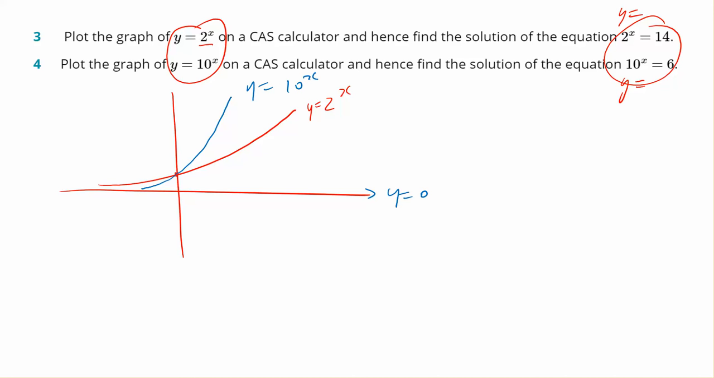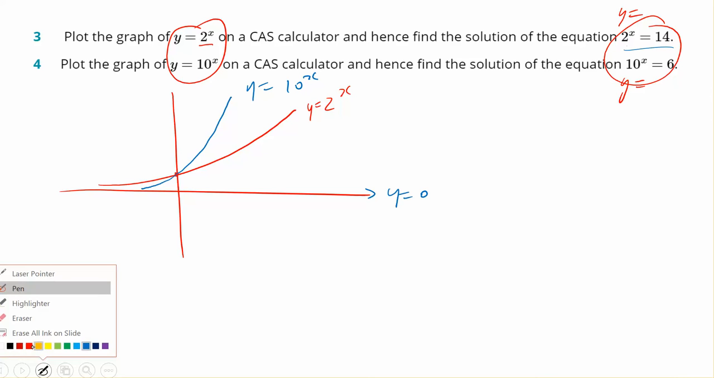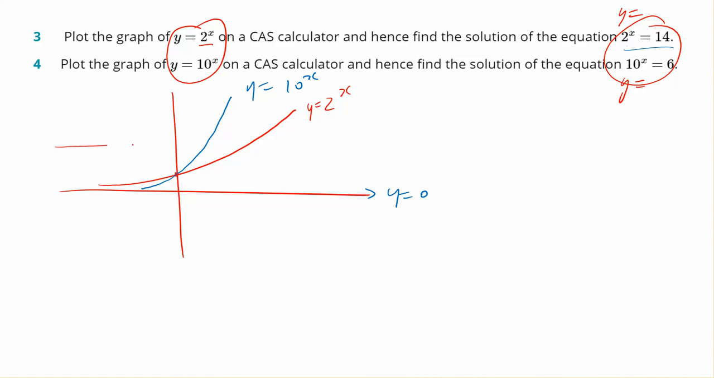And we're just trying to find where, for the first graph, the red graph, it equals 14. When the graph equals 14. So if I draw the line y equals 14, we can find the intersection point.